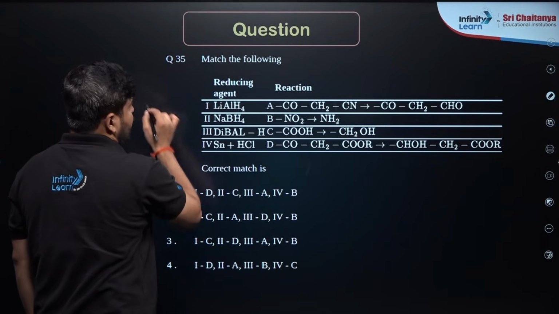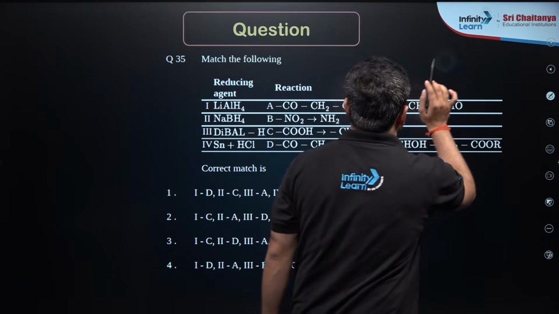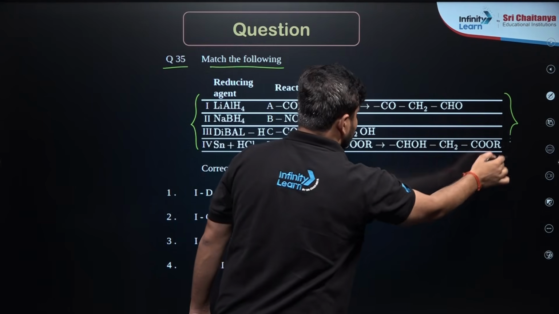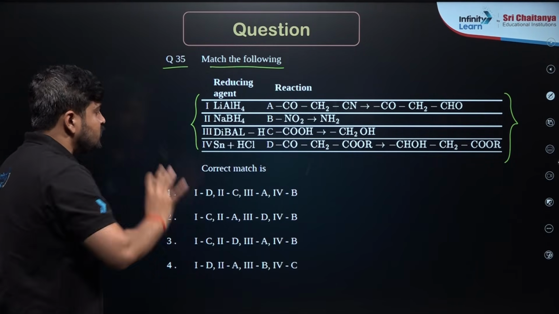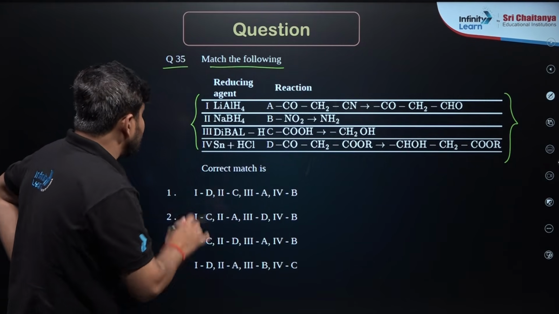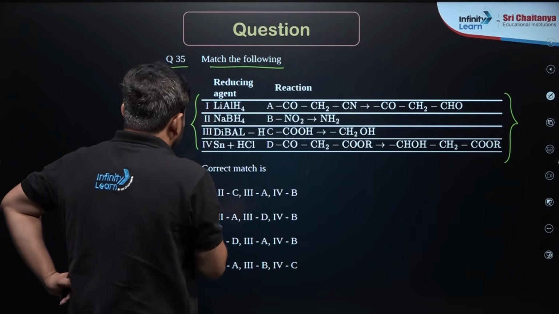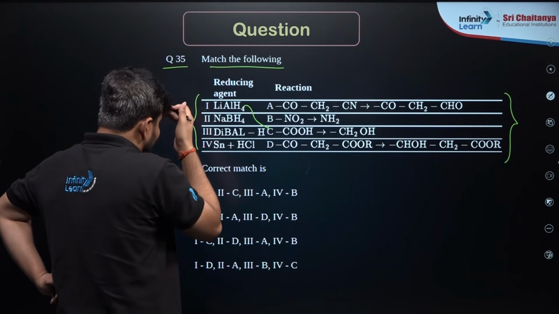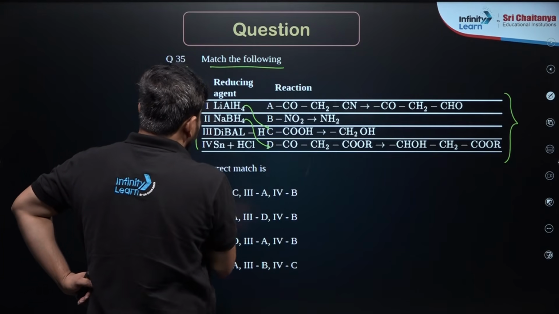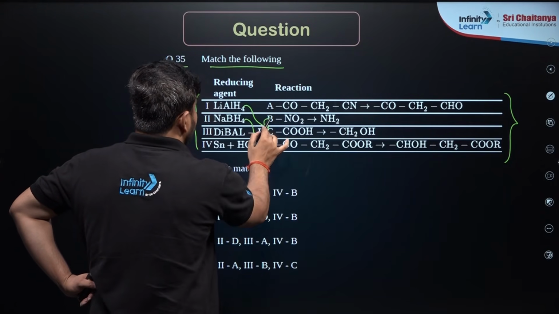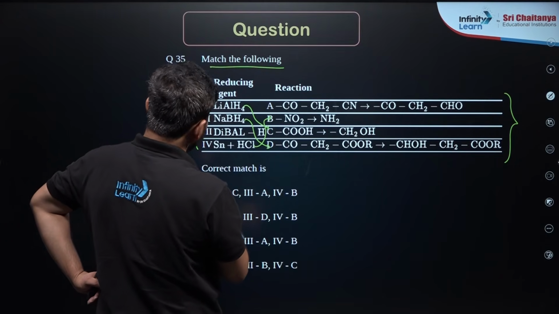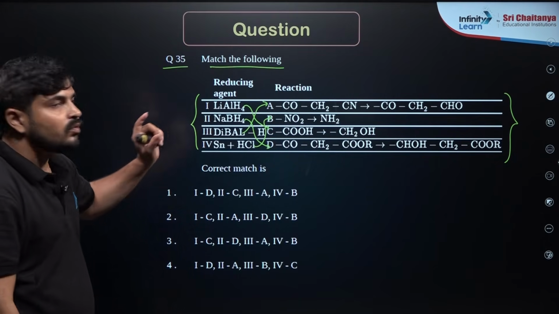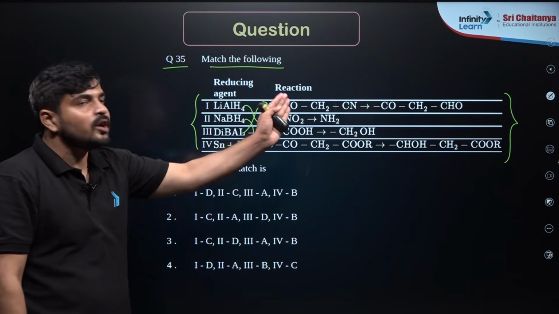Okay, so for question number 35, match the following. Here some reducing agents are given and here reactions are given. So which reaction is feasible in the presence of these reducing agents? If we check, the first one will definitely match with the third one, C. The second one will match with D only, and the fourth one will match with B. After that, what is remaining? D is remaining now, so D is going to match with first only.